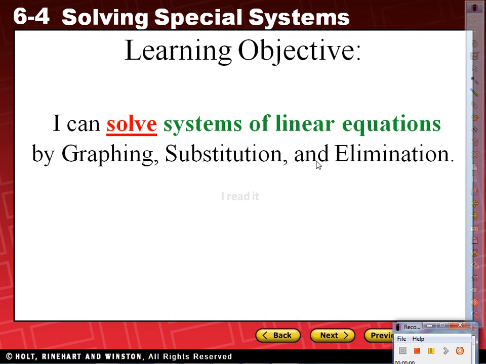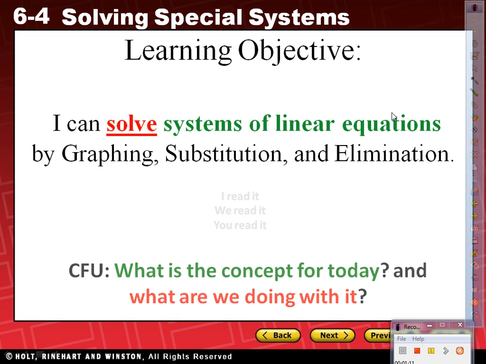So check this out. For today, our objective is I can solve systems of linear equations by graphing, substitution, and elimination. And like I said, we already did this. So today shouldn't be any different from what we've done in the past. The only thing today is that we're going to give each system a name. Do you understand? These names, graphing, substitution, and elimination, are not names of systems. They are methods to solve the systems, right?